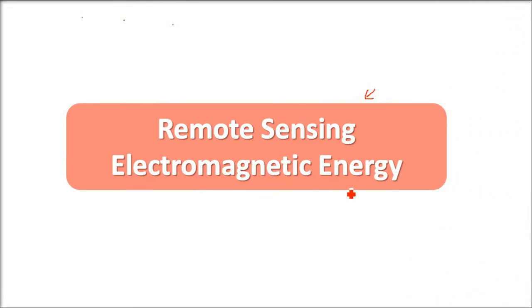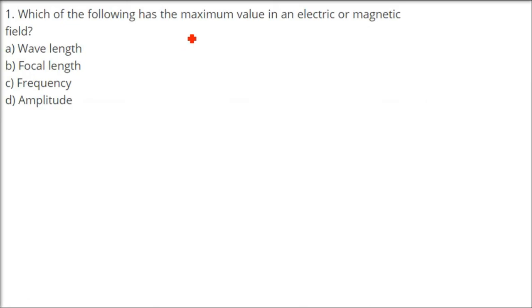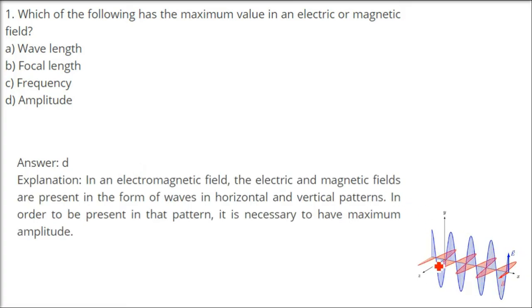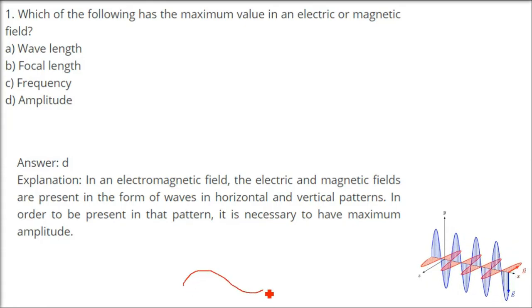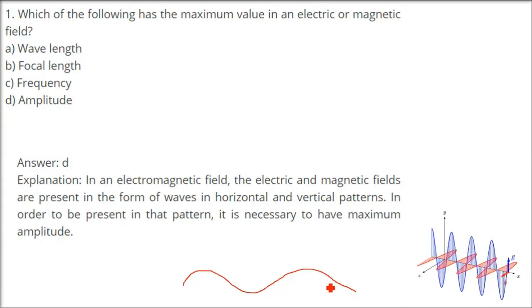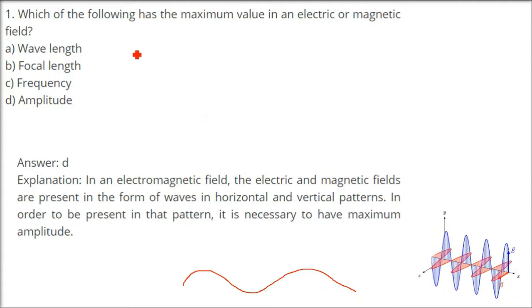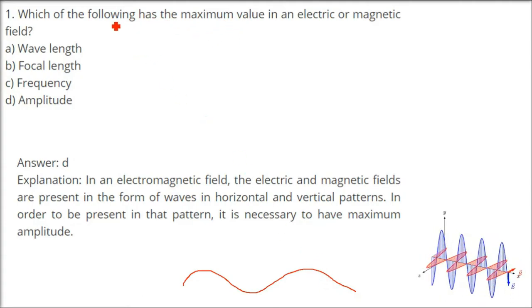In remote sensing and otherwise, what is electromagnetic energy? We'll try to understand it through MCQ questions. The first is, which of the following has the maximum value in an electric or magnetic field? First of all, this is the representation of an electromagnetic wave. We have electric as well as magnetic fields acting so that a wave is produced. So, what is the maximum value?